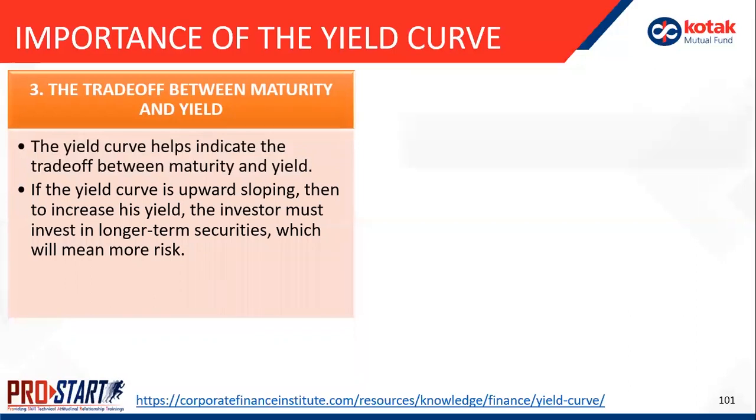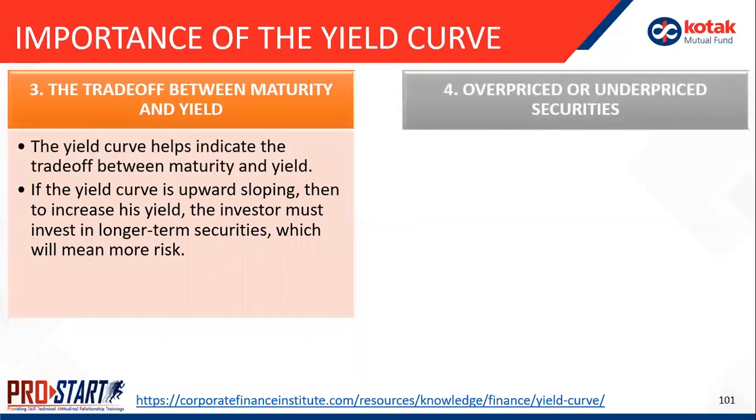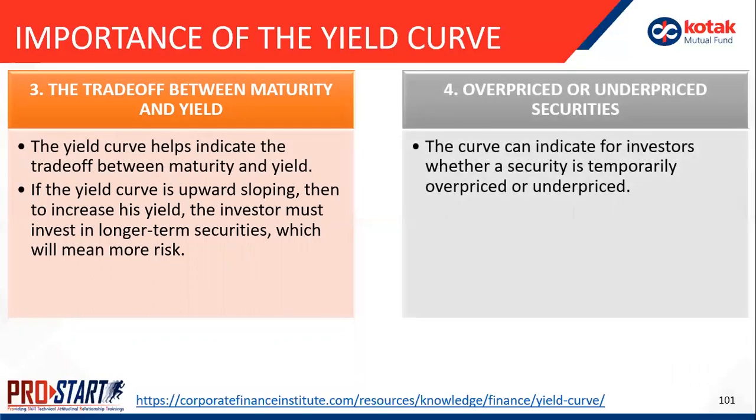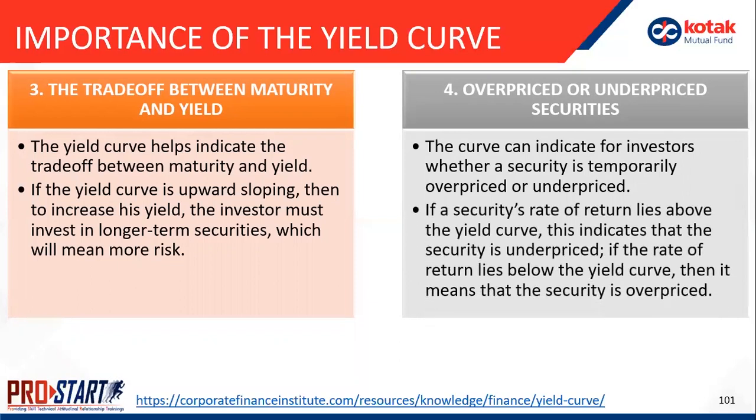The next point of our discussion is overpriced or underpriced securities. The curve can indicate for investors whether a security is temporarily overpriced or underpriced. If the security's rate of return lies above the yield curve, it indicates that the security is underpriced. If the rate of return lies below the yield curve, then it means that the security is overpriced. I hope our discussion on yield curves has been fruitful to you.